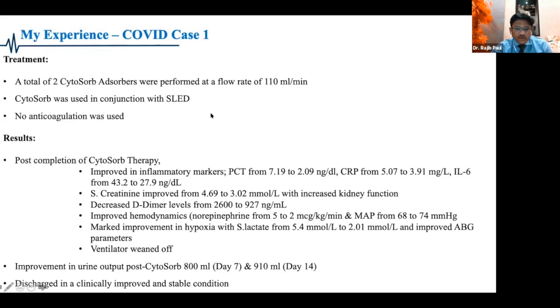Again, 2 Cytosorb devices were used without anticoagulation in conjunction with SLED, with significant improvement in all the parameters. D-dimer decreased from 2,600 to 927. Hemodynamics improved, hypoxia improved, and lactate came down from 5.4 to 2.1. These labs are at the end of the second Cytosorb filter. The ventilator was subsequently weaned off, and the patient's output progressively improved from day 7 to day 14, and he was discharged in stable condition. He is not requiring dialysis right now.